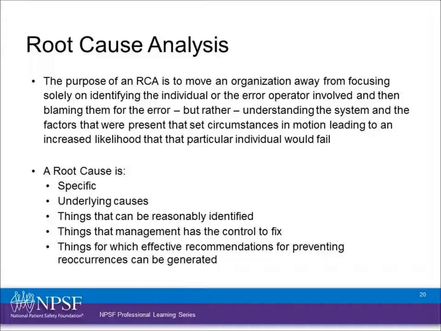By definition, root causes are often described as specific or underlying causes. They're things that can reasonably be identified, by looking at an environment and asking staff, under the perfect situation, how might this have been averted, or what are the things you think played into this event occurring? Root causes should be things that management has the control to fix. So you want to avoid getting too theoretical and getting to things that might be beyond the control of management or the organization. Root causes, hopefully, are those things for which effective recommendations for preventing recurrences can be generated.